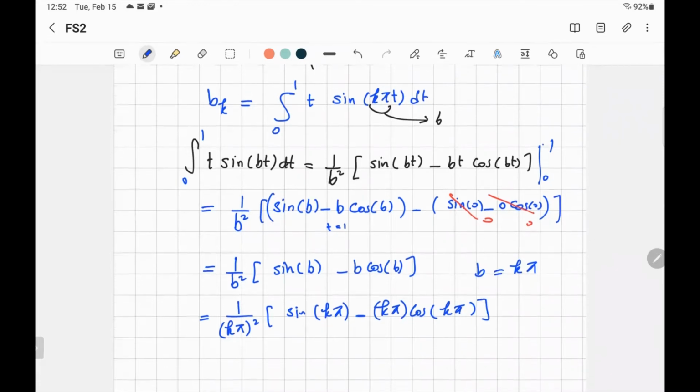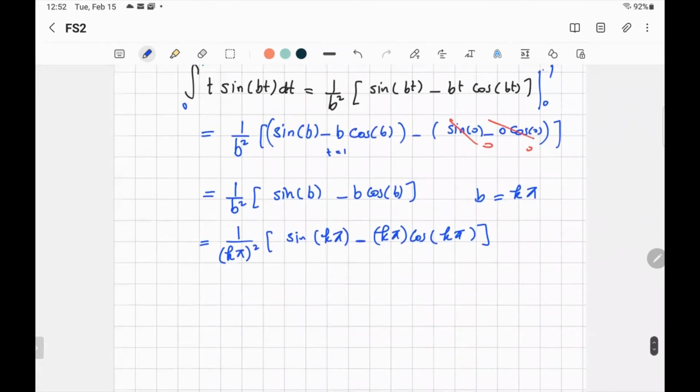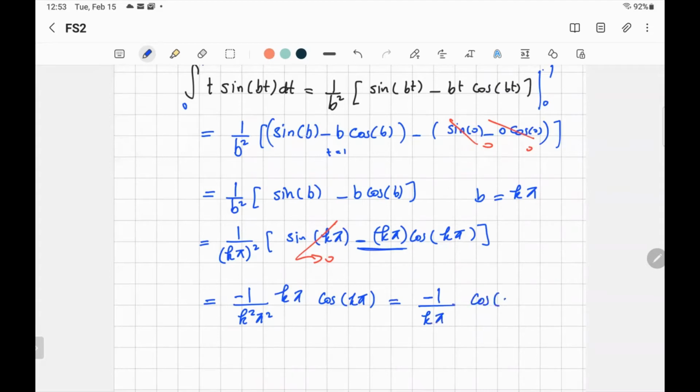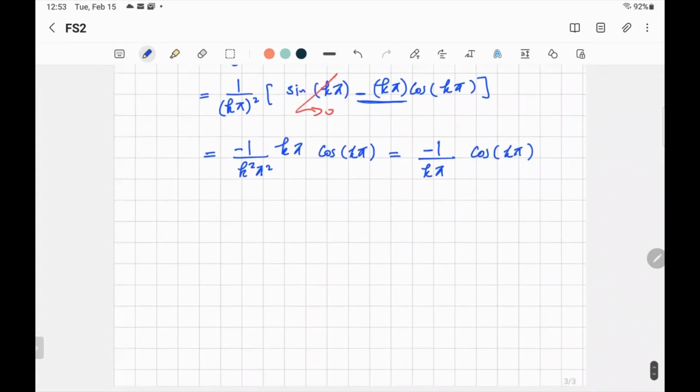So what do we get? Well, sine k pi: sine of an integer multiplied by pi always equals 0. Why? Because sine pi is equal to 0, sine 2 pi equals 0, sine 3 pi also. That's also a rule on the sheet that I gave. So that is equal to 0. What's left is only one term: 1 over k squared pi squared times negative k pi cosine k pi. Let's simplify it more. The k pi cancels with the square, so minus 1 over k pi, times cosine k pi.